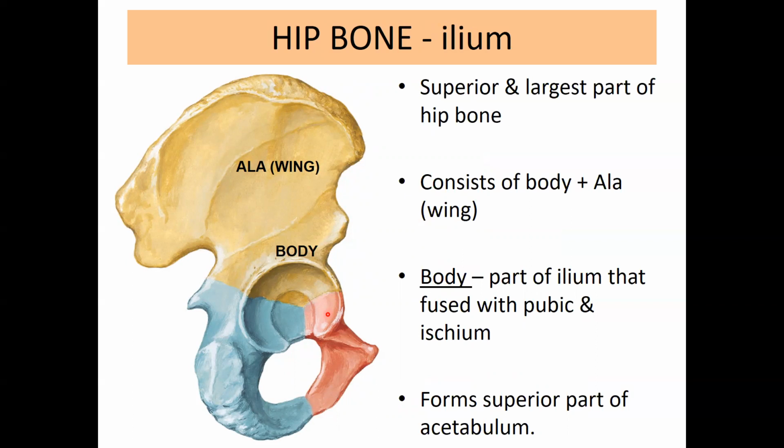Okay, now we go to the ileum in detail. This is the ileum. It is the superior and the largest part of the hip bone. It consists of the body, so this is the body, and this is the ala or wing. The body is the part of the ileum that fuses with the pubis and ischium, and the ileum forms the superior part of the acetabulum.